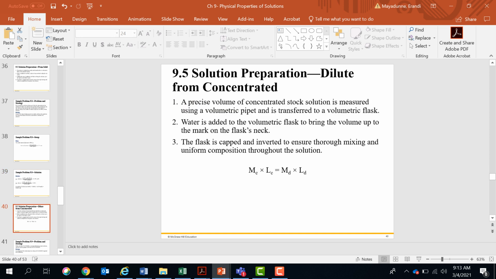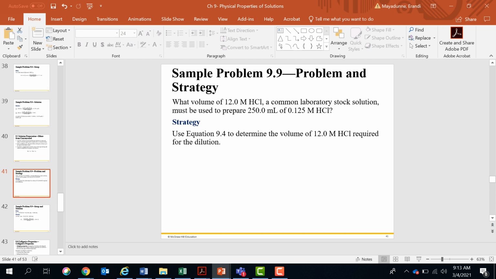So we use M1 V1 equals M2 V2. Here it says MC, the molarity of the concentrated solution, and its volume, and the molarity of the dilute solution and its volume; L means liters. So if I take this example: what volume of 12 molar HCl, a common laboratory stock solution, must be used to prepare 250 milliliters of this much?